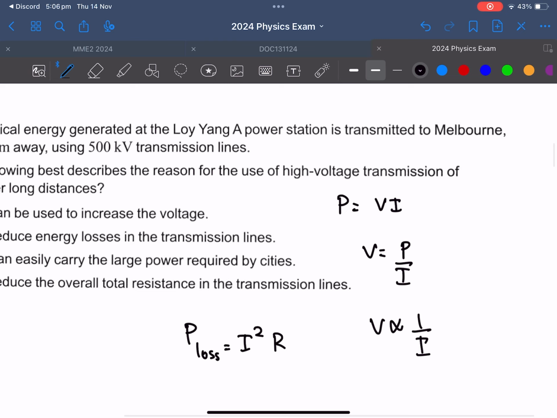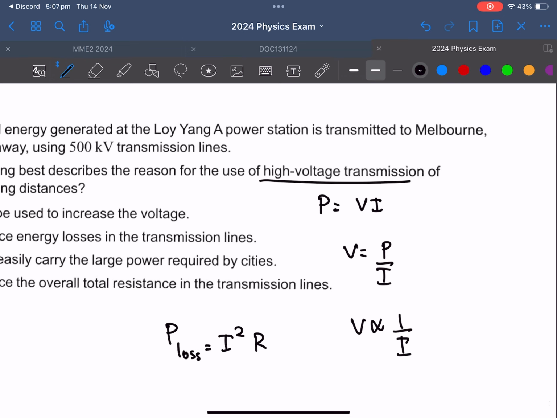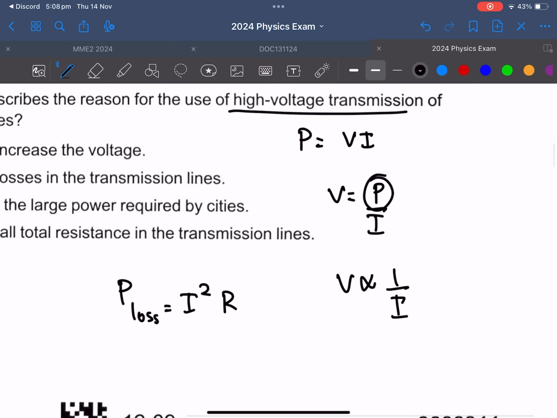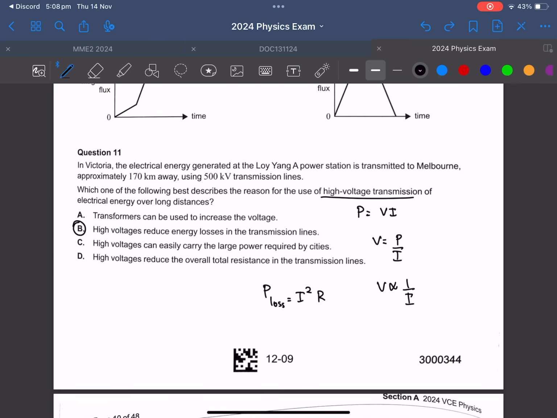I just forgot to explain one part. Why is the power constant? The reason is that these lines usually use transformers, and we can assume that the transformer is ideal for this question. If the transformer is ideal, there is basically no power loss. That's why power is constant here, and that's why we get this proportionality. So hopefully this makes a bit more sense as to why power is considered constant here.